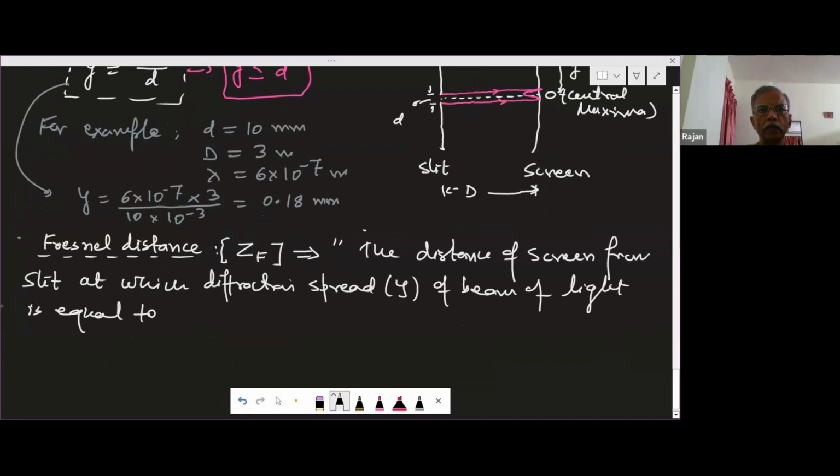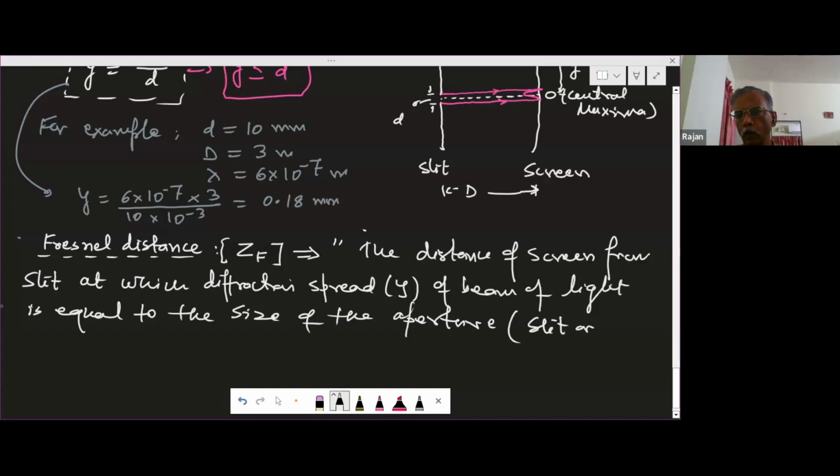So the beam of light is equal to the size of the aperture. Aperture means slit, right? This is your slit, or we can say hole. So that is known as your Fresnel distance. Got it? So note it down, then we'll discuss further.